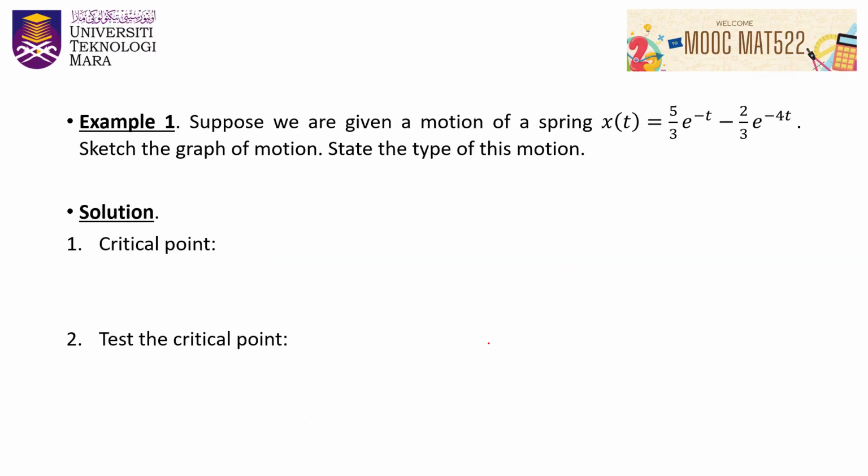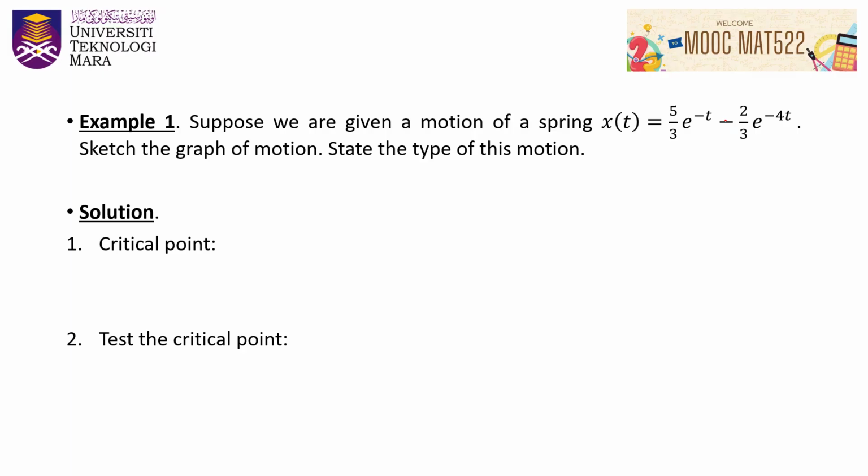Now, let's see how we can put all the steps into an example. Suppose in this example, we are immediately given a motion of a spring, x equals 5/3 exponent negative t minus 2/3 exponent negative 4t. Now, sketch the graph of the motion and finally state the type of this motion.